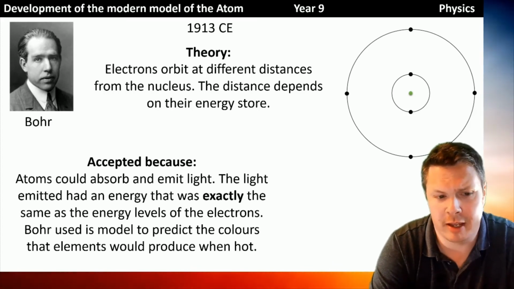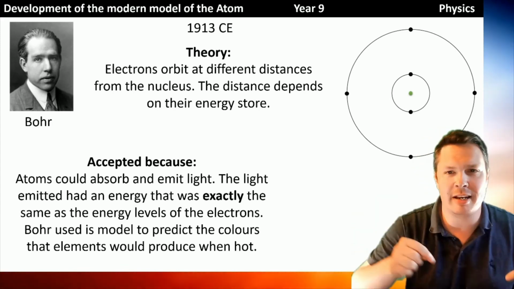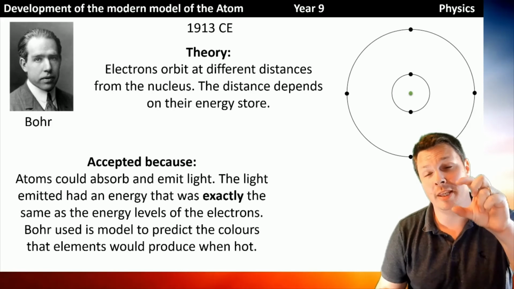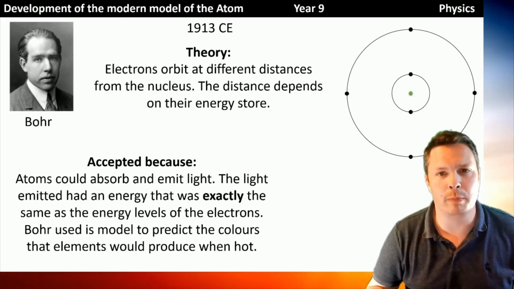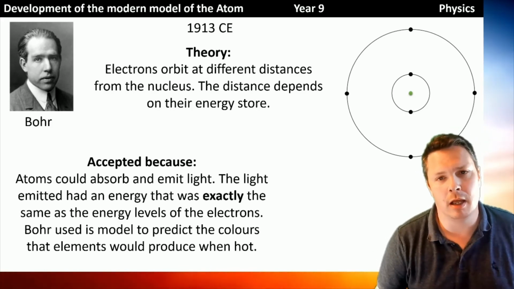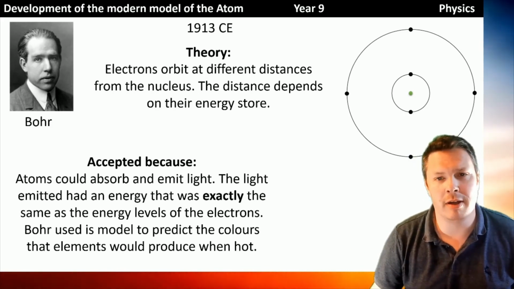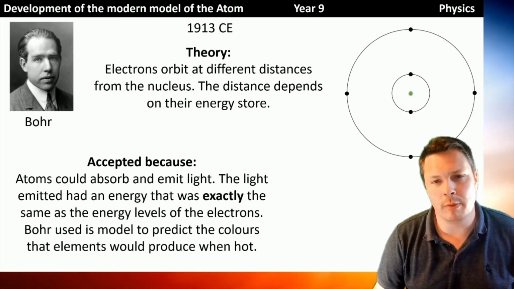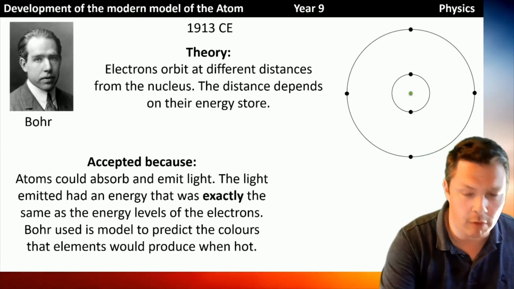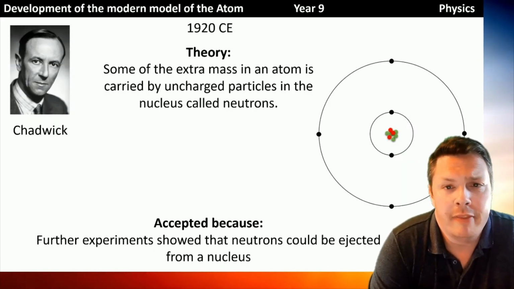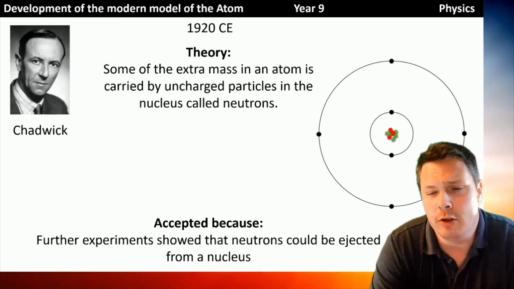This was accepted because atoms could absorb and emit light, and the light they emitted had an energy that was exactly the same as the size of the energy gap between those different shells. Bohr used his theory to make predictions about atoms that had not been seen to glow yet. He then made them glow, and his predictions were seen as correct. He was able to predict the exact colour that different atoms could glow. So it's not until you can make predictions that can be proven right that a theory is often seen to be correct.